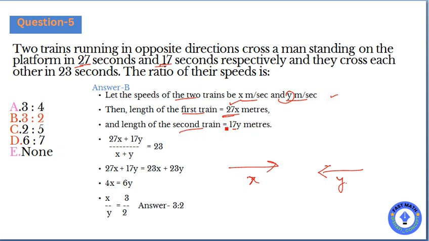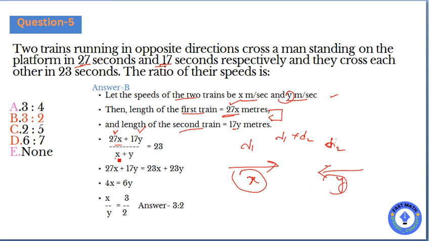Based on this formula, what will the total distance become? 27x plus 17y, because whenever both trains are moving in opposite directions, both lengths are added. Let the lengths be d1 and d2. The length to be crossed will be d1 plus d2, and as per the problem we are getting 27x plus 17y. The relative speed: the first train speed we considered x, the second train speed is y, so it is x plus y.